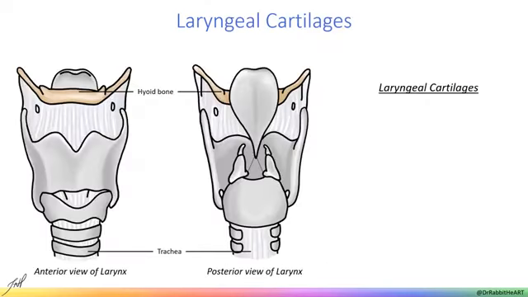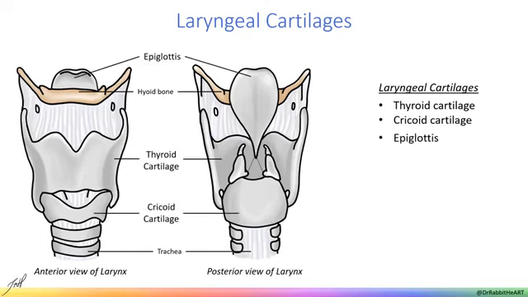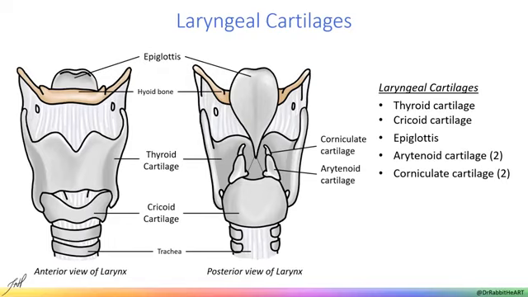The framework of the larynx is formed and maintained by 6 named cartilages, 3 unpaired and 3 paired, held together by membranes and ligaments. The thyroid cartilage, cricoid cartilage, and epiglottis are all unpaired, while the arytenoid and corniculate cartilages are small paired cartilages. There are also cuneiform cartilages embedded in mucosa and not shown in this diagram.